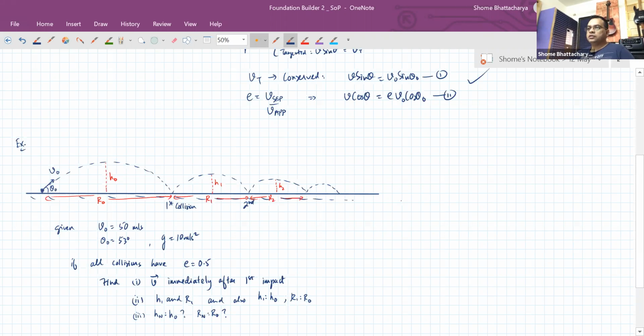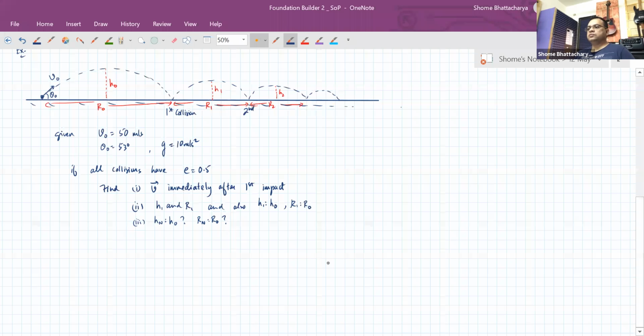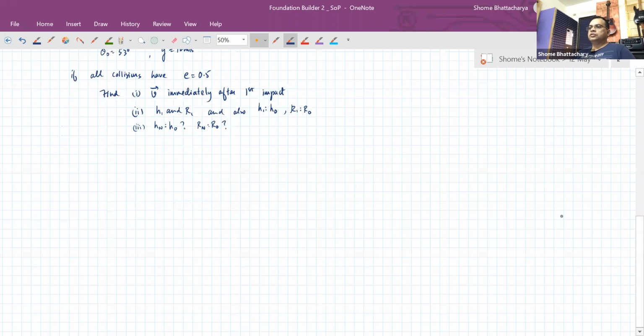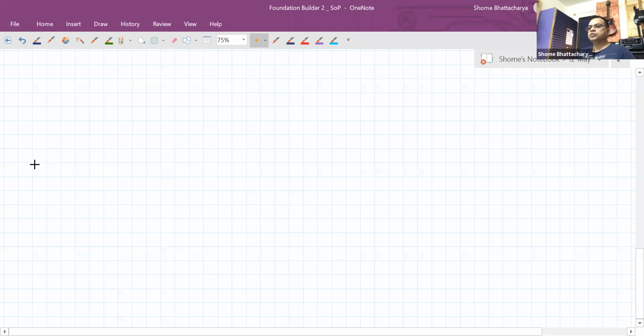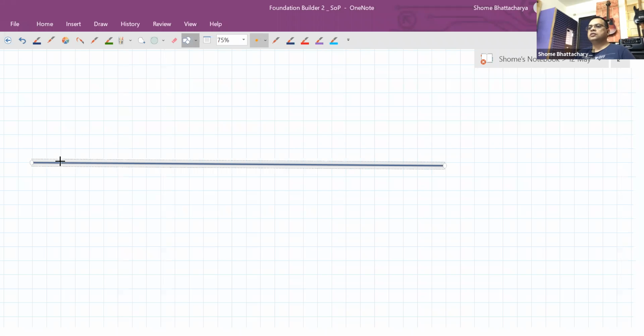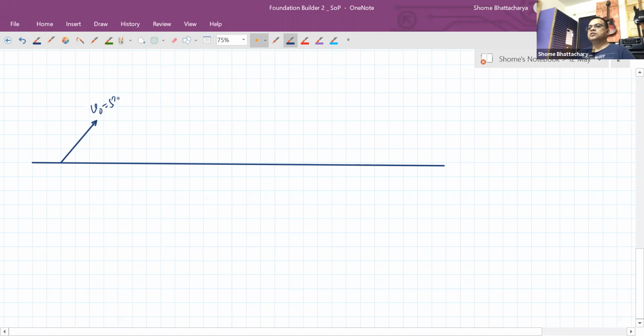Okay, so anybody got the first part? The velocity immediately after first impact, this should be pretty easy to calculate. So see what is happening, the projection velocity, you can break it into components. So you can see that the vertical component of the projection velocity, this is 50 meters per second and this angle is 53 degrees. So you can see that this has a horizontal component of 30 meters per second and a vertical component of 40 meters per second.